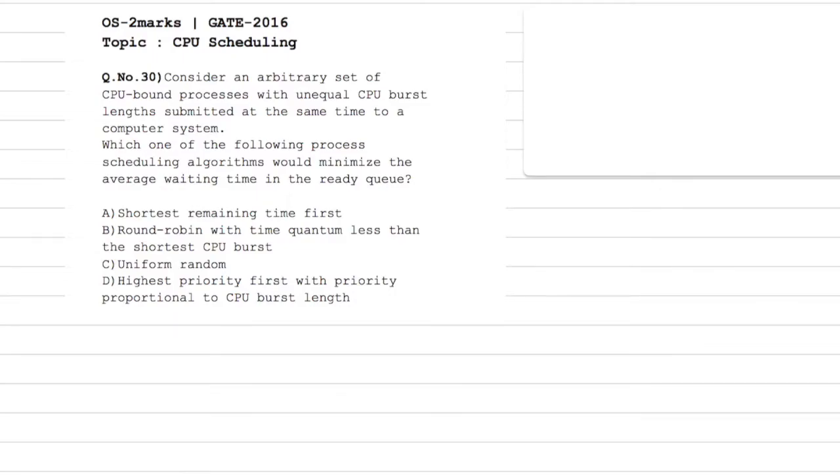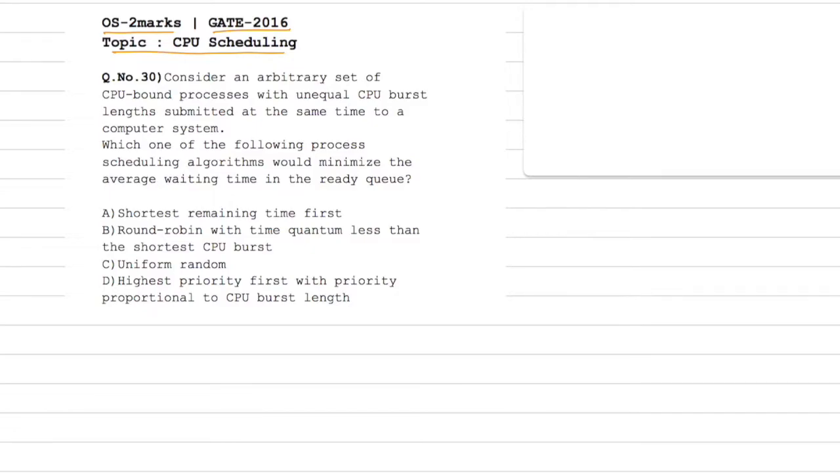So in this video, we're going to see an operating system 2 marks question from GATE 2016 paper, and it is based on the topic of CPU scheduling. So the question reads, consider an arbitrary set of CPU bound processes with unequal CPU burst lengths which are submitted at the same time to a computer system. So this tells us a lot of information.